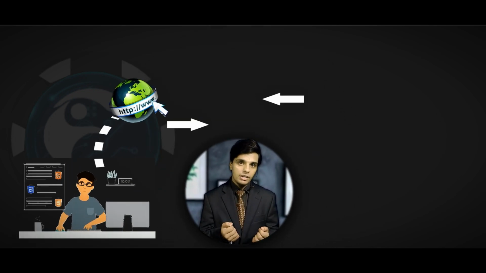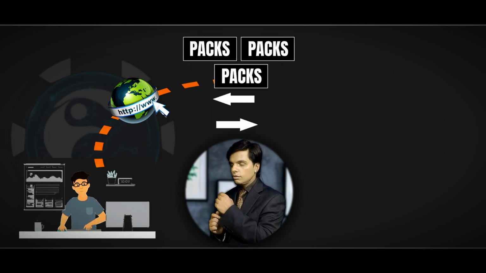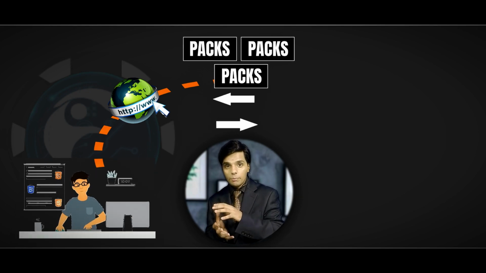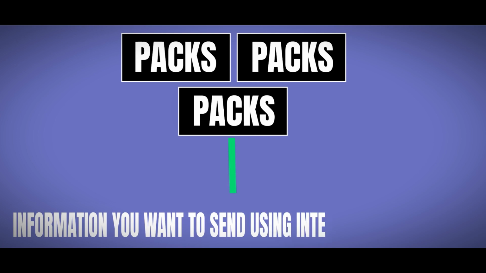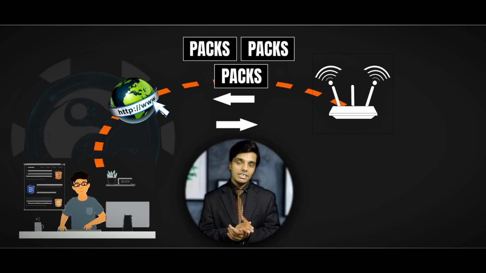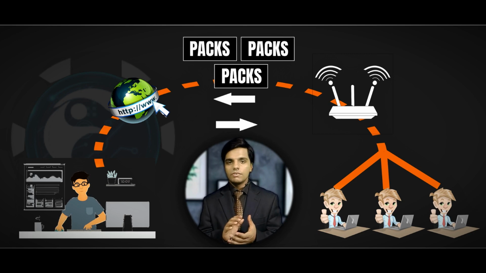When you send and receive data over the internet, the data gets divided into small packets, as you can see in the diagram. These packets contain the information you want to send, using the internet protocol, which is known as the IP address. Routers direct these packets to their respective destinations in the most efficient way.